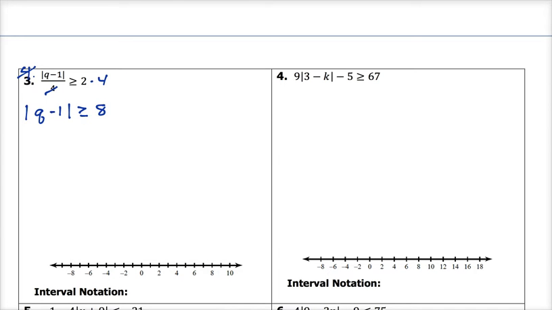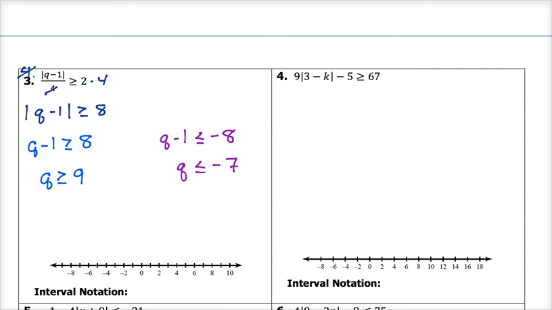From there, I'll write my two cases. My first case will just be q minus 1, keep the inequality sign, greater than or equal to 8. My second case will be q minus 1, switch the inequality sign and switch the sign on the 8, less than or equal to negative 8. To solve these, I just need to add 1 to both sides. So here I get q is greater than or equal to 9. Over here I get q is less than or equal to negative 7.